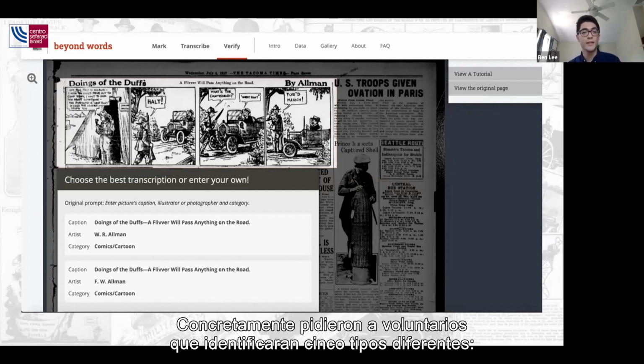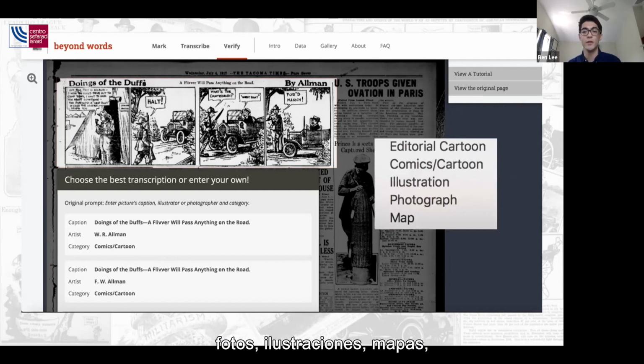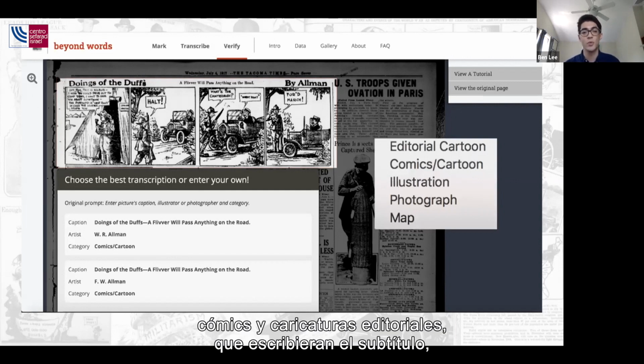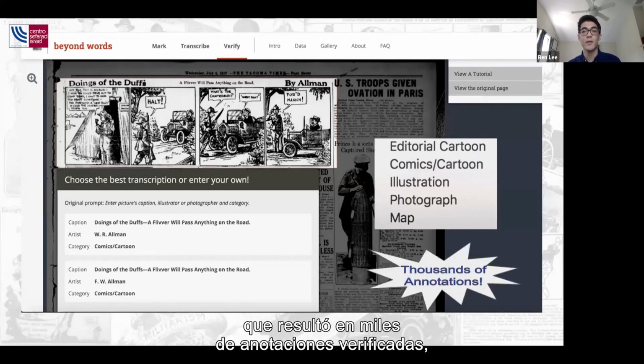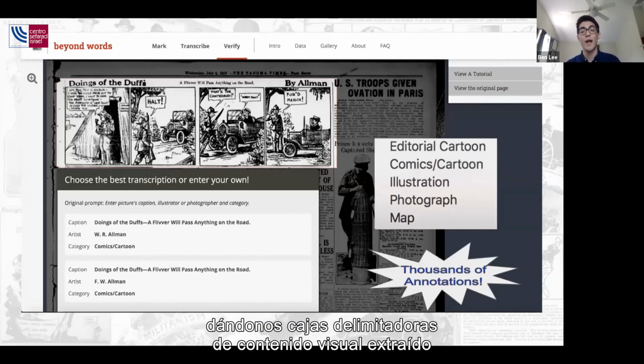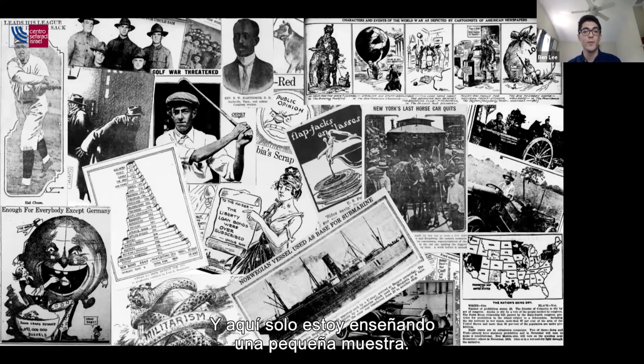In particular, they asked volunteers to identify 5 different types: photos, illustrations, maps, comics, and editorial cartoons. Note down the caption, and then also, there was some verification process that resulted in thousands of these verified annotations, giving us bounding boxes of extracted visual content from their newspaper corpus known as Chronicling America. And here I'm just showing a small sampling.